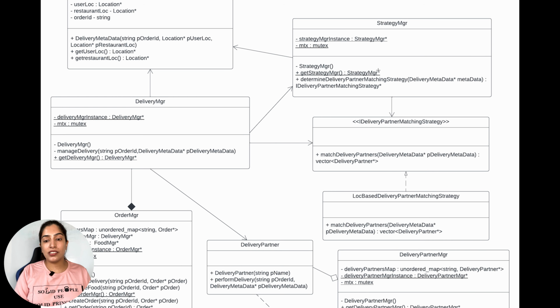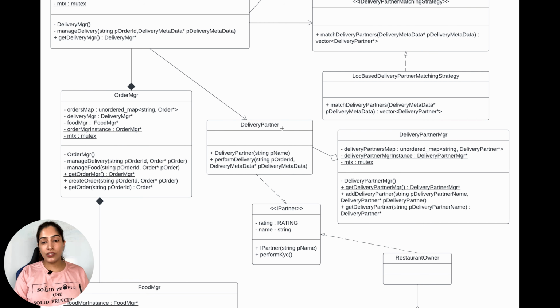Strategy manager says that, okay, this is your matching strategy. It goes to the matching strategy and then it gets the list of delivery partners. Coming to the delivery partner part, there's one more point that I wanted to discuss.